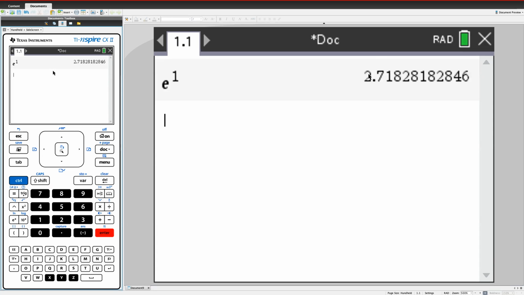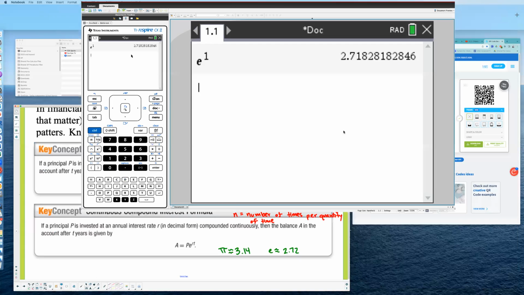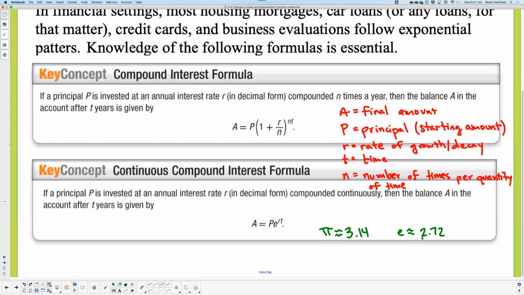And so you'll see that it's approximately, if you round to the nearest hundredth, 2.71 or 2.72. 2.72, like I said. But if you keep taking calculus, you'll learn how to calculate e. For now, just take it as what it is. That's what the number is. Okay, it's 2.72.